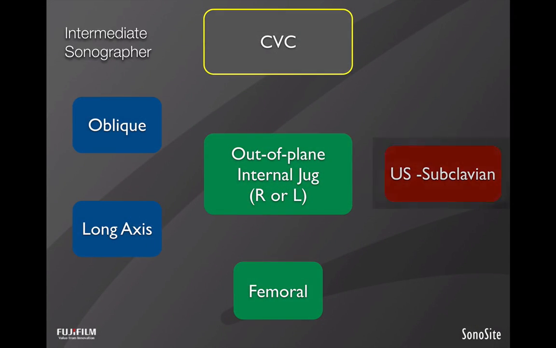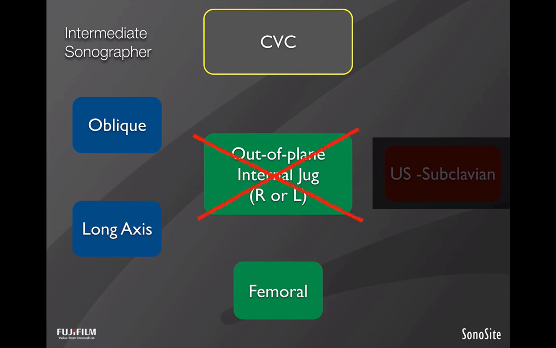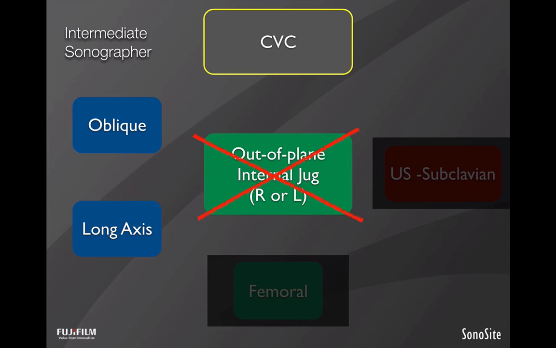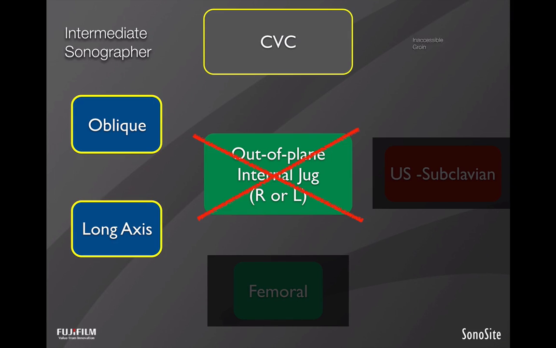So again, if you're an intermediate sonographer and you want to do a central venous cannulation, you don't want to use a femoral for some reason, or don't want to use the out-of-plane internal jugular, maybe because there's complete overlap, I think another option is either the oblique or the long axis. And I'm going to show you both of these techniques. I think, again, in the patient that has inaccessible groin, maybe there's feces, maybe it's just soiled, whatever. I think it's another option.